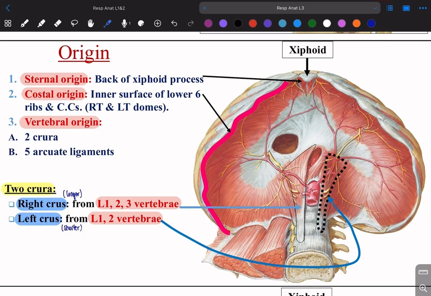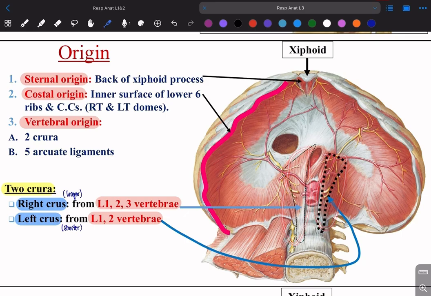The vertebral origin has two parts. It has something known as the crus and something known as arcuate ligaments. So let's start with the crus. Forget about the ligaments for now. We have two crura. We have the right crus and the left crus.